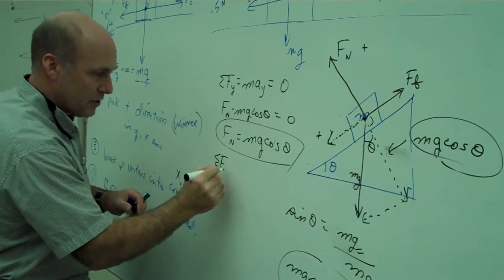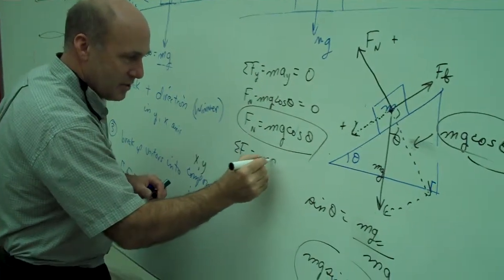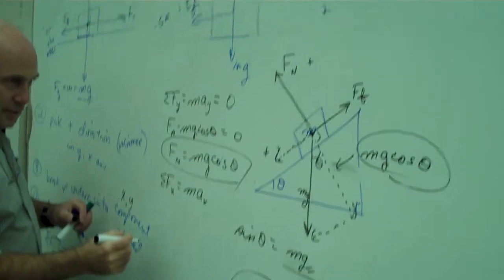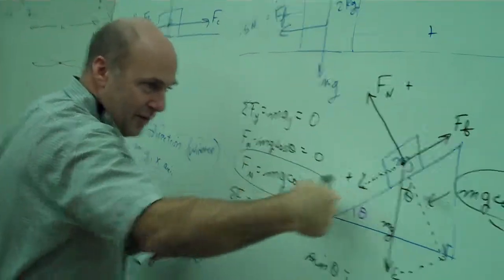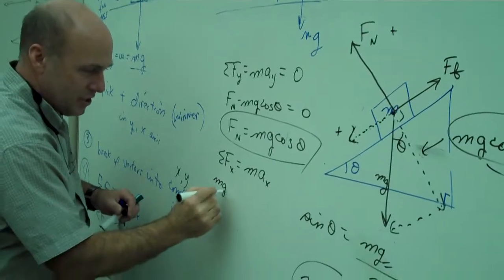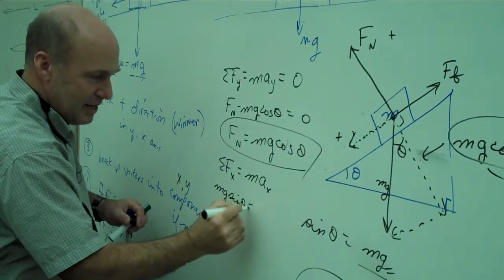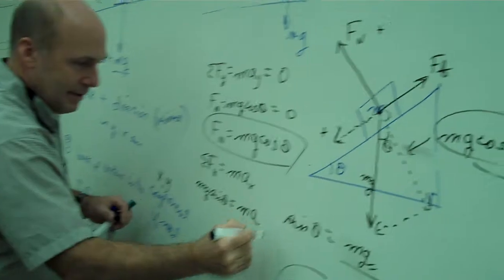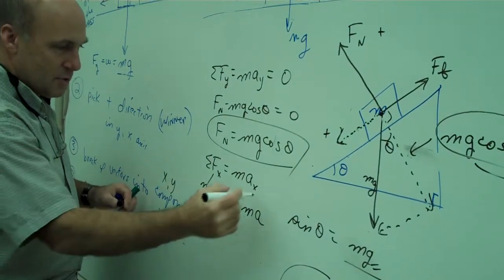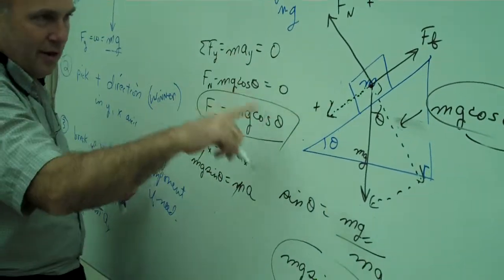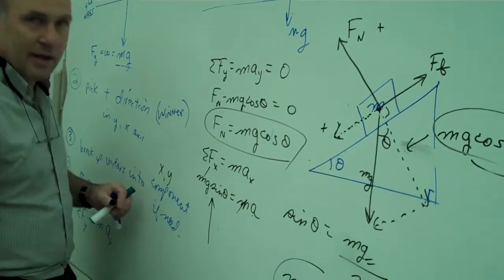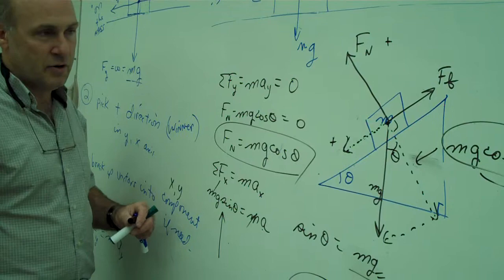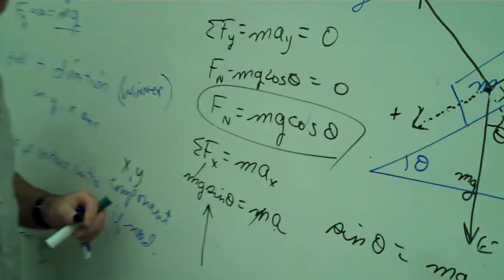Sum of all the forces in the x direction causes the mass to accelerate in the x direction. Okay? So that means, let's sum it up. Let's pick positive as down the hill, because I think it's going to win. mg sine theta equals ma. Hey guys, look at this. The m's go away if there's no other forces, and the acceleration is g sine theta. Doesn't matter what mass it is if there's no friction.